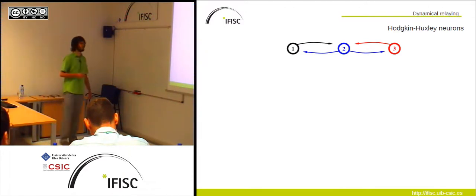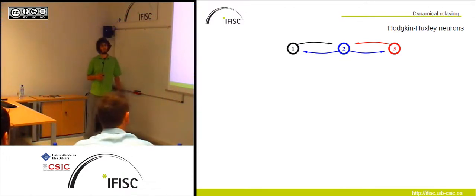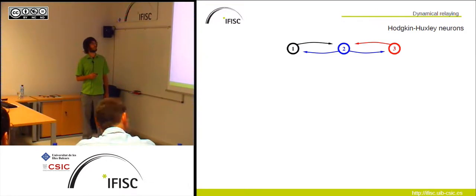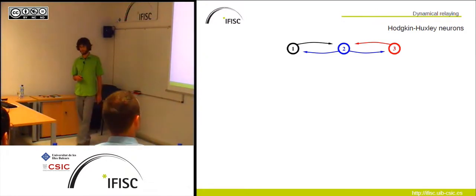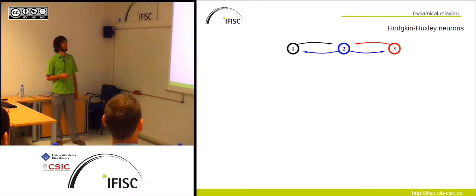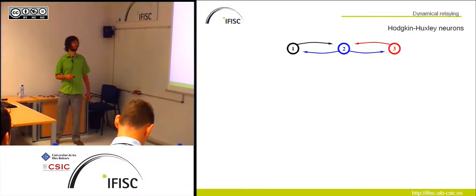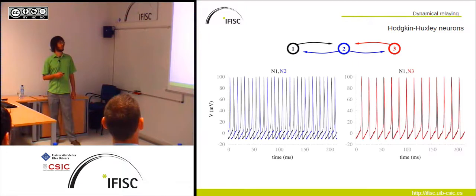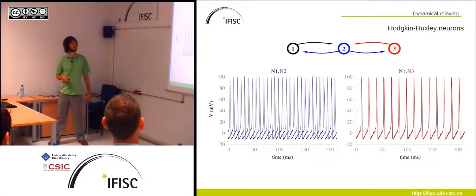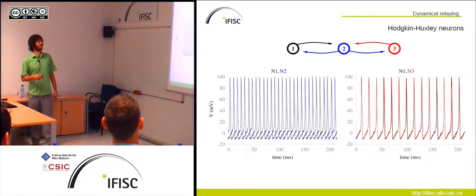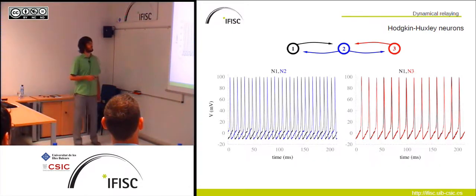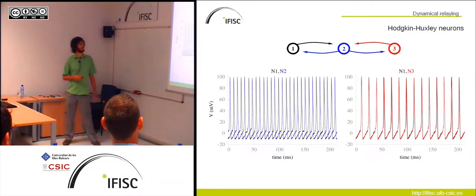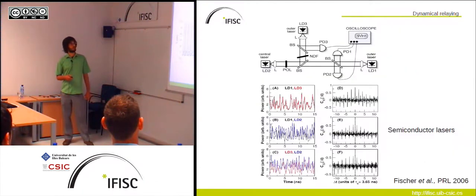One can extend these two coupled oscillators to three coupled oscillators. In this case, the first neighbors tend to synchronize in antiphase. So 1 and 2 will be in antiphase, 2 and 3 will be in antiphase, so 1 and 3 synchronize in phase. That's the dynamical relay, and we illustrate it here with the Hodgkin-Huxley model. Nodes 1 and 2 synchronize in antiphase, and 1 and 3 synchronize in phase at zero lag.